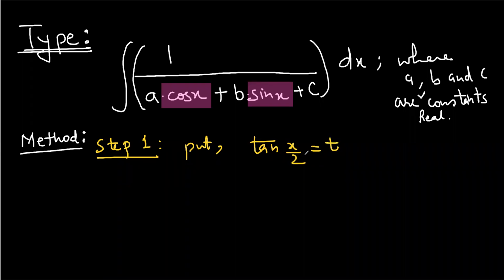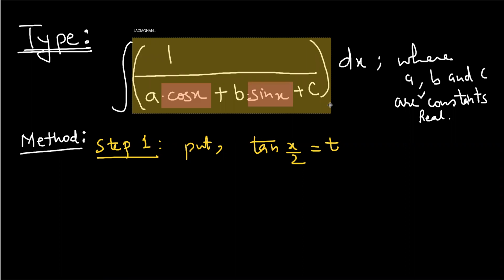equals t. I know you all must be thinking, how could this be the substitution? Because I had told you that when we substitute something as t, we always check that we have that substitution from the integrand. In the integrand I have cos x, I have sin x, but I don't have tan x by 2 anywhere. So how could tan x by 2 be the substitution?